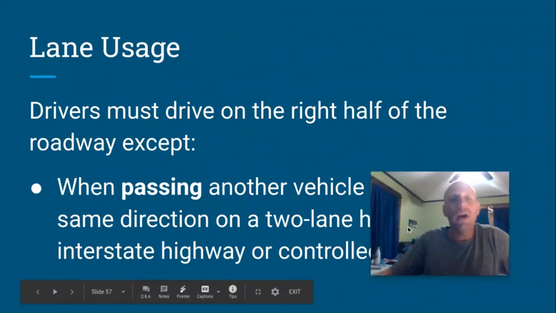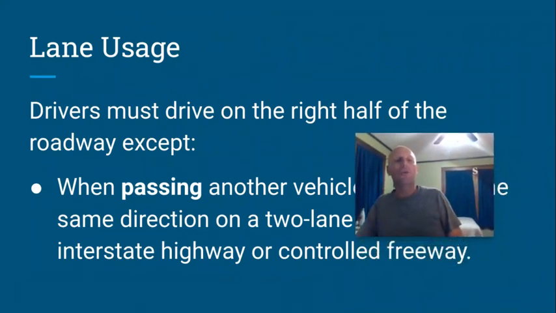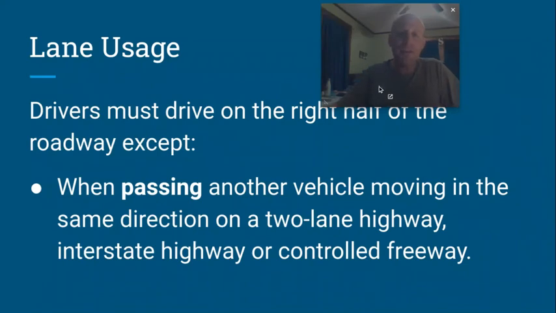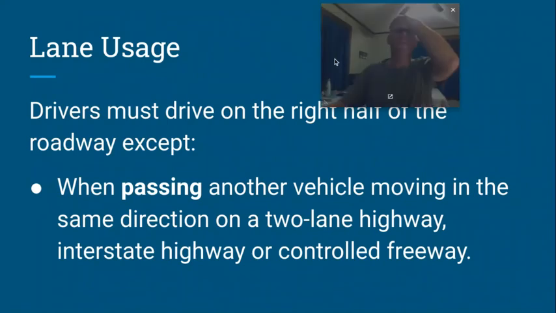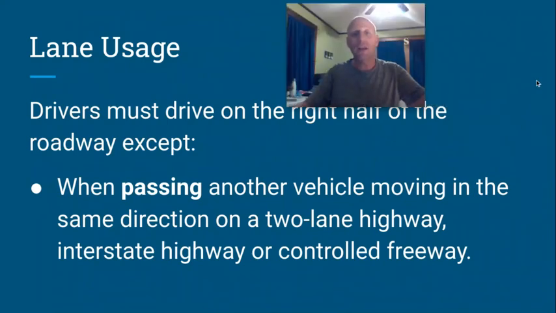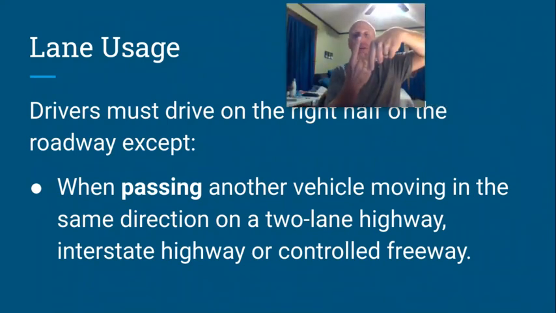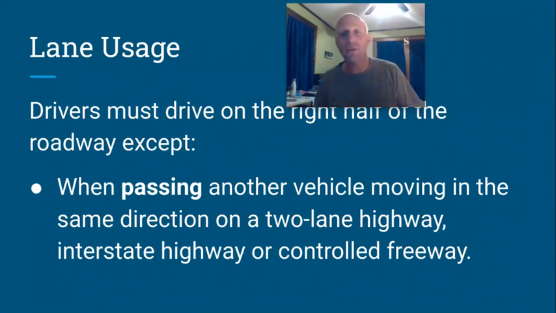You must drive on the right half of the roadway except when passing another vehicle moving in the same direction on a 2-lane highway. Okay, so the right half of the roadway, if it's a 2-lane highway, that means you've got 1 lane going in each direction. You've got to drive in the right-hand lane. But if you're going to be passing, you're allowed to temporarily use the left-hand lane. That's what we've just been talking about for the last several slides.